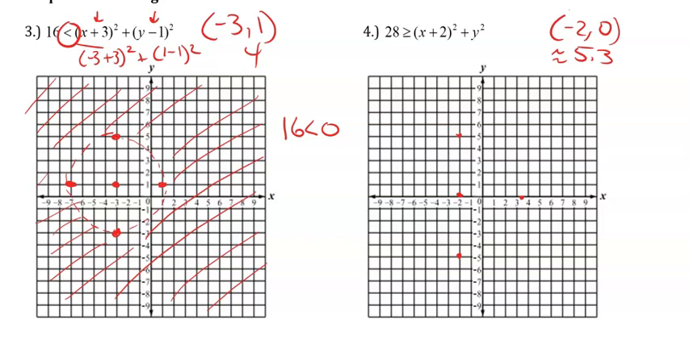Left by 5.3. Is it going to be dotted or solid? Solid. It's greater than or equal to. So that means it's going to be solid.